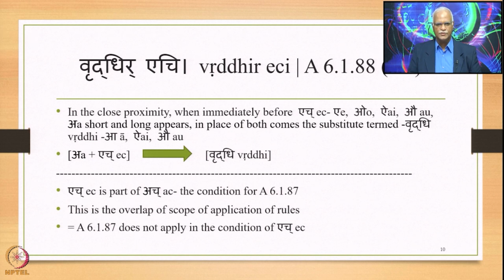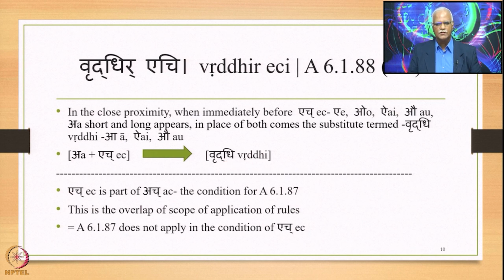Now let us go to the equation. If we have A followed by E immediately, so A comes immediately before E and E comes immediately after A. They are in Samhita mode, in close proximity. Then 6188 applies and Vriddhi, namely AA, AI and AU, is the substitute generated. So this is the input A plus E, 6188 applies and the output generated is Vriddhi, namely AA, AI and AU.